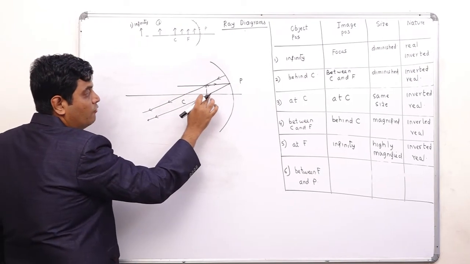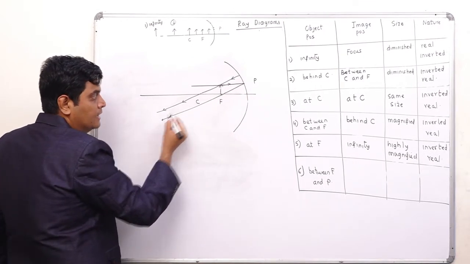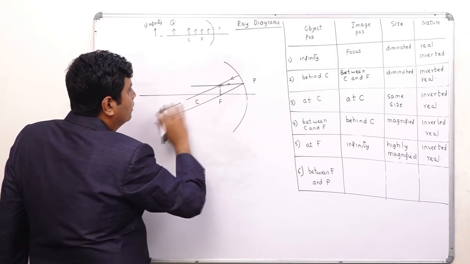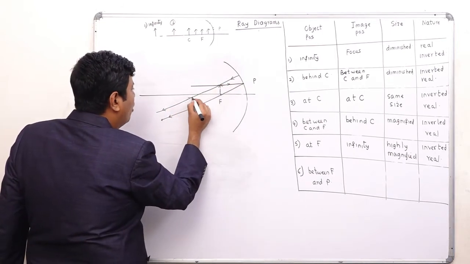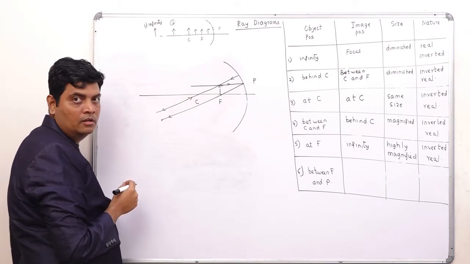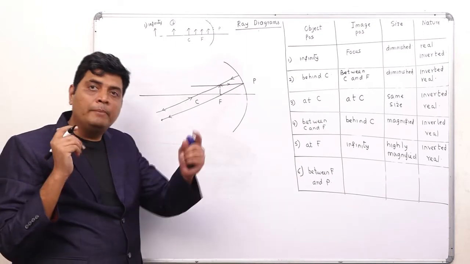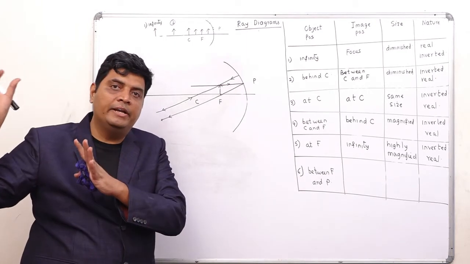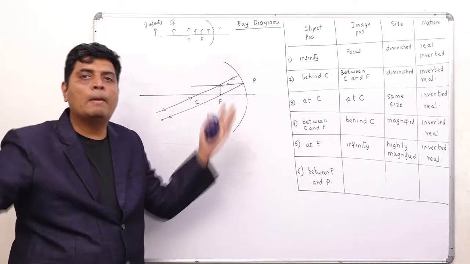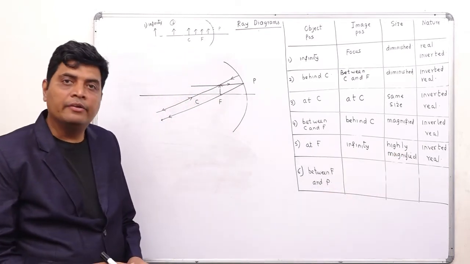Here see, the object is at focus. So the ray is parallel, it will pass through the focus. Second, I am passing the ray from the center of curvature. So the reflected ray will again come back from the center of curvature. And both the rays are going to be parallel. Because they are parallel, they will not meet. So we assume that they will meet at infinity. Because they are meeting at infinity, very far, it is going to be a big, large image and it is highly magnified, inverted and real.